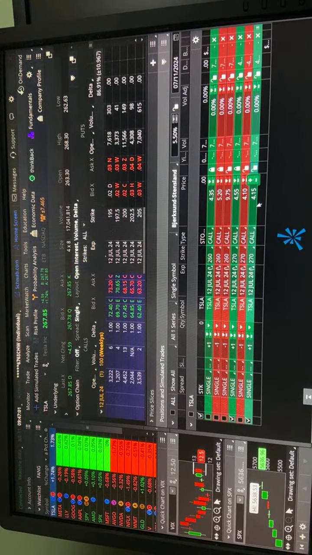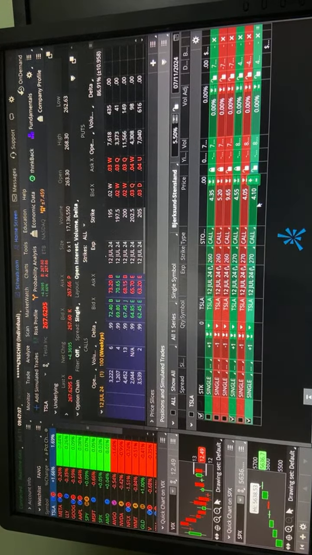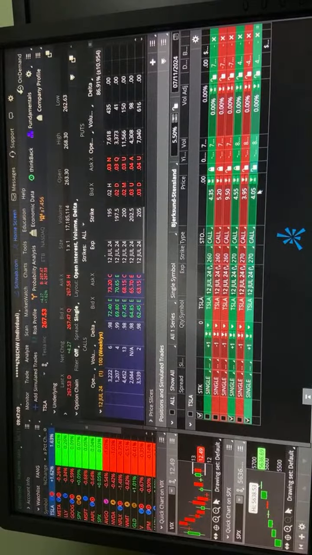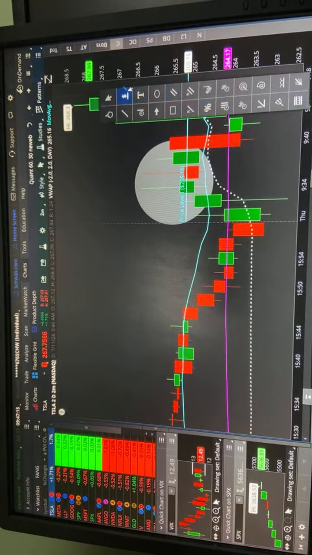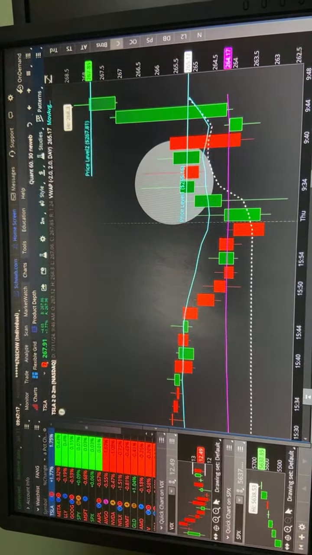NVIDIA kind of calmed down a little bit there today. All right, just taking some profit on some Tesla. All right, AMD's in a drawdown right now. All good.